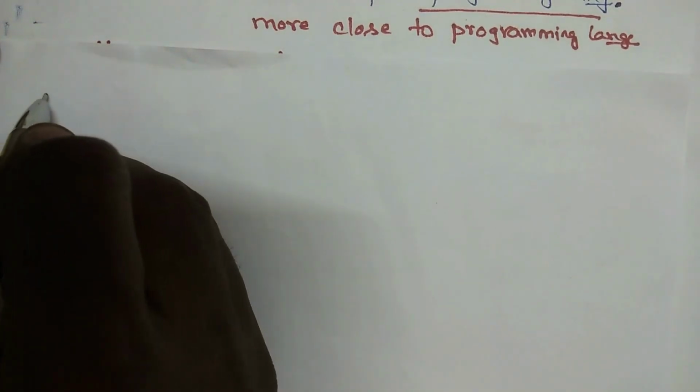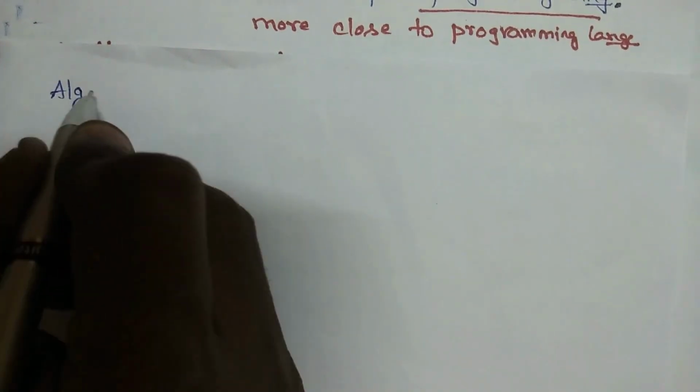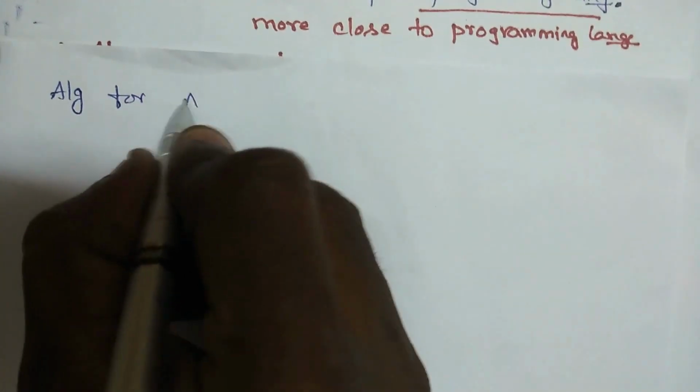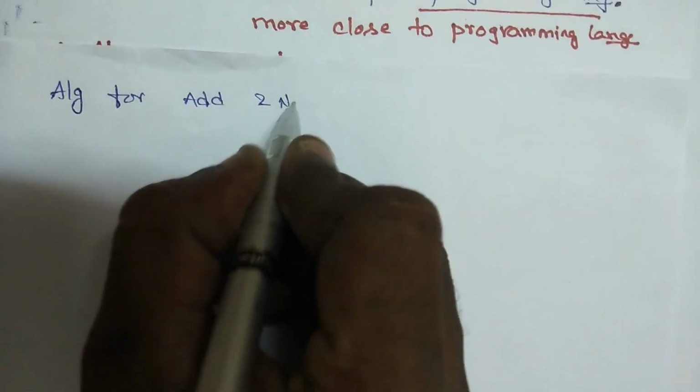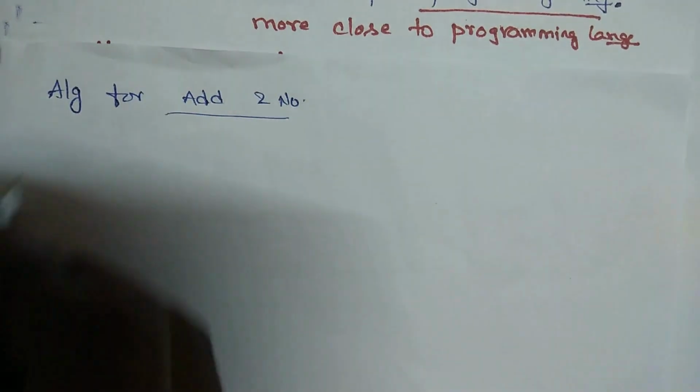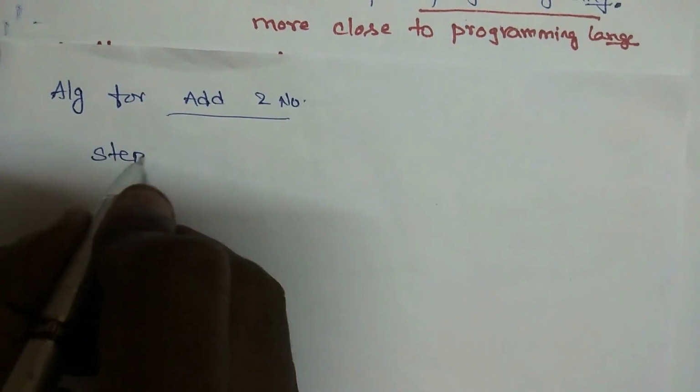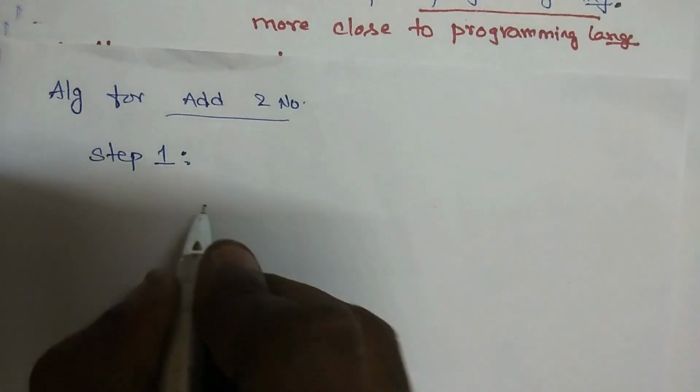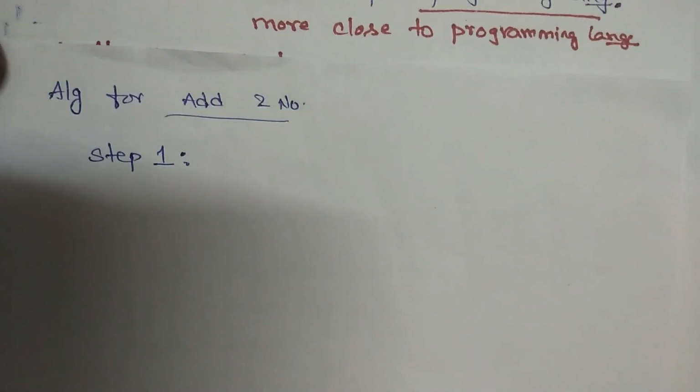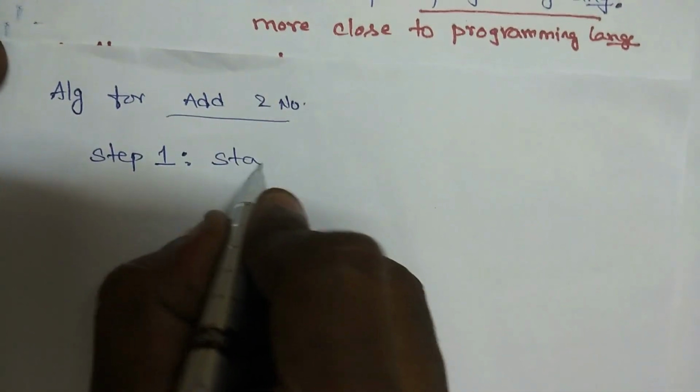Suppose here I have written the algorithm to add two numbers. This is my algorithm. First I have to write the algorithm for the given problem statement, and for this algorithm I have to write the pseudocode. What is the first step? The first step is start.